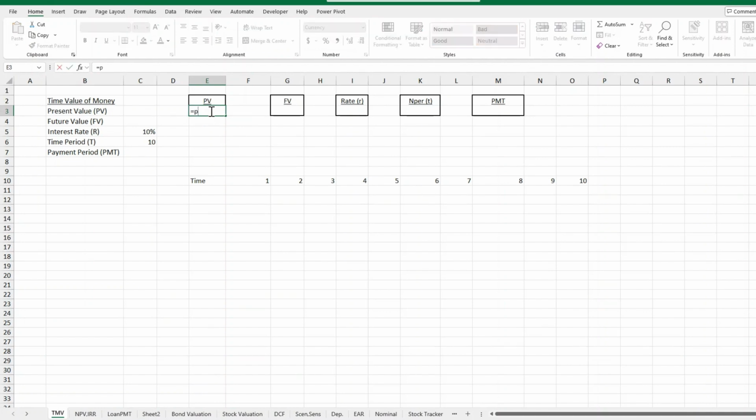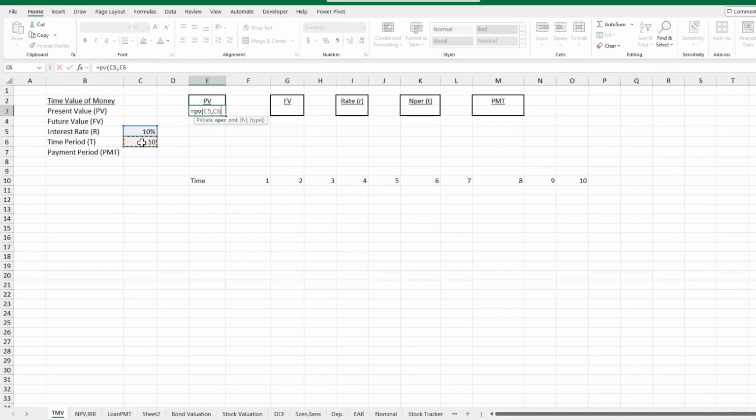So type in equals PV to get our present value, and it's going to start off by asking us for our rate. What is our discount rate that we're going to find our present value at? It's going to be 10% for all our examples, just to keep it simple. And then it wants to know how many periods it's going to be across, which is our NPER. It's going to be across 10 time periods.